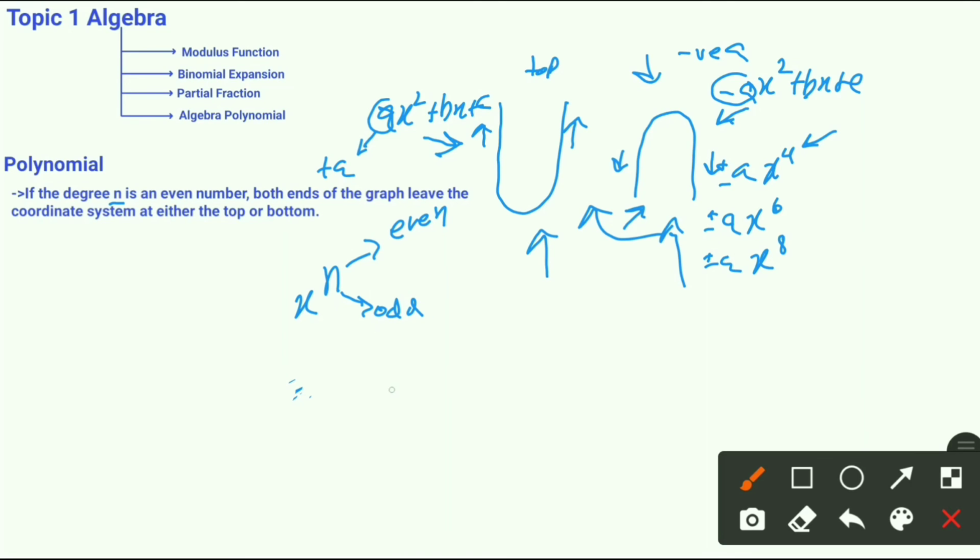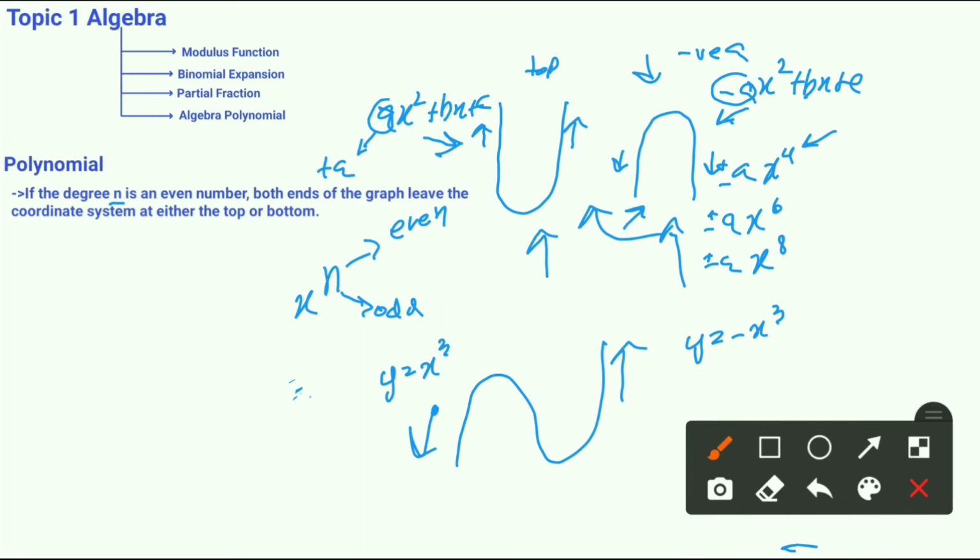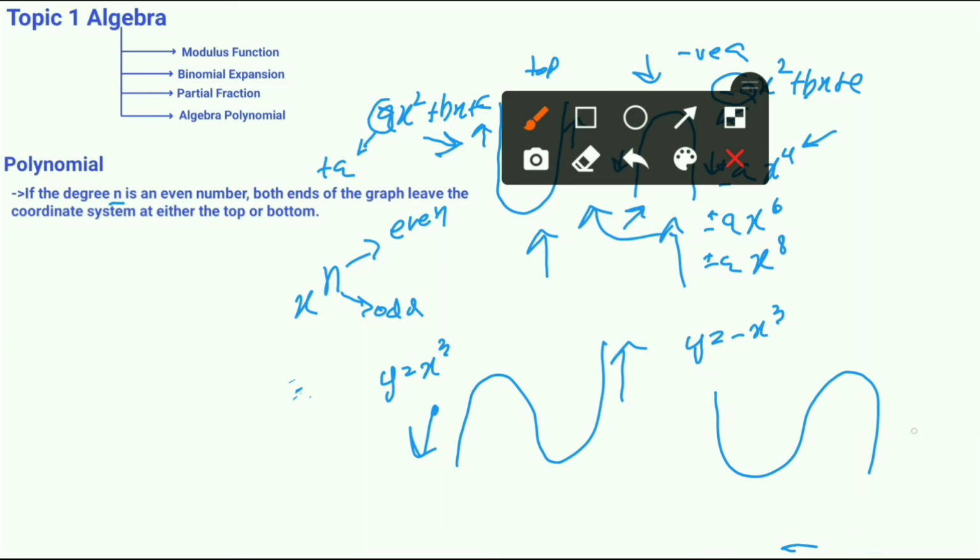And what about odd? If the equation has an odd power, let's say y is equal to x cube, then it would look something like this, where the ends go in opposite sides. And if y is equal to minus x cube, then the graph would look something like this, leaving on opposite sides. So it also depends on the coefficient a of x cube. If a is negative, then it looks something like this. If a is positive, then it looks something like this. Okay, this is how it is.